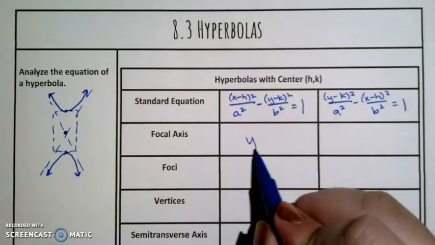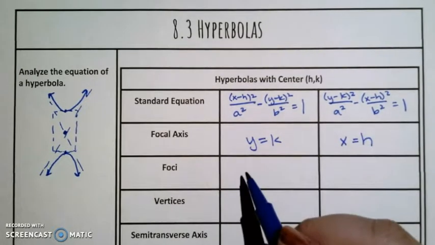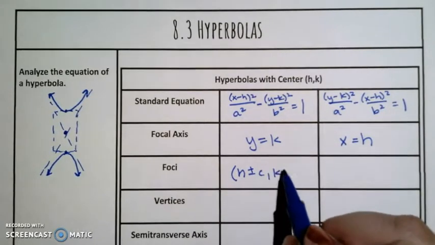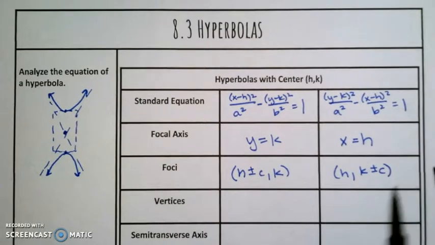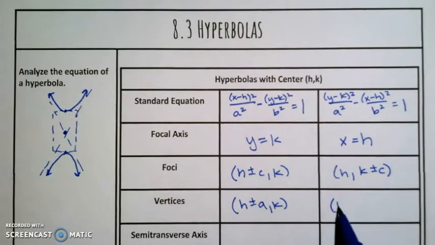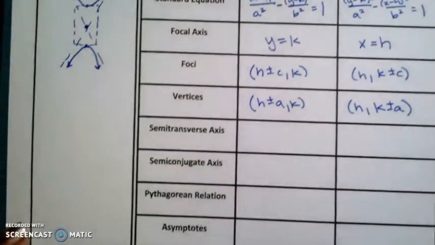Focal axis again, y equals k and x equals h. Foci, still h plus or minus c comma k, and h comma k plus or minus c. Vertices, still h plus or minus a comma k, and h comma k plus or minus a. Let's slide this down here.